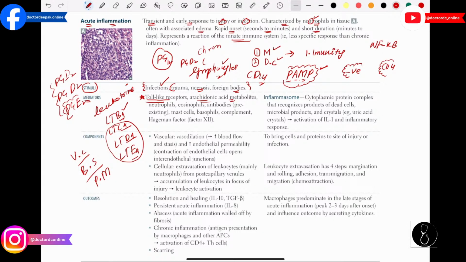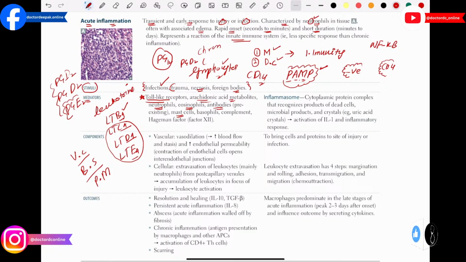Then after that we have the neutrophil. These are also mediators of inflammation. Then we have the eosinophil. Then we have the antibodies, like the antibodies which are pre-existing in your body. Then also we have the mast cells. Mast cells are also very important mediators of acute inflammation.